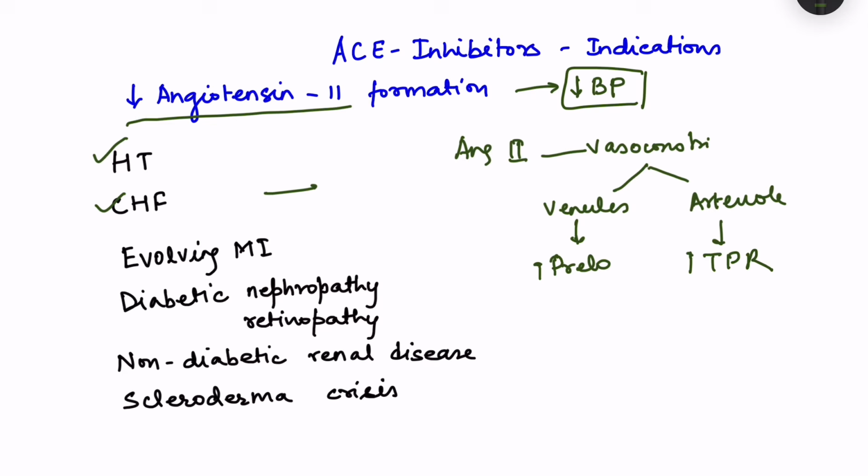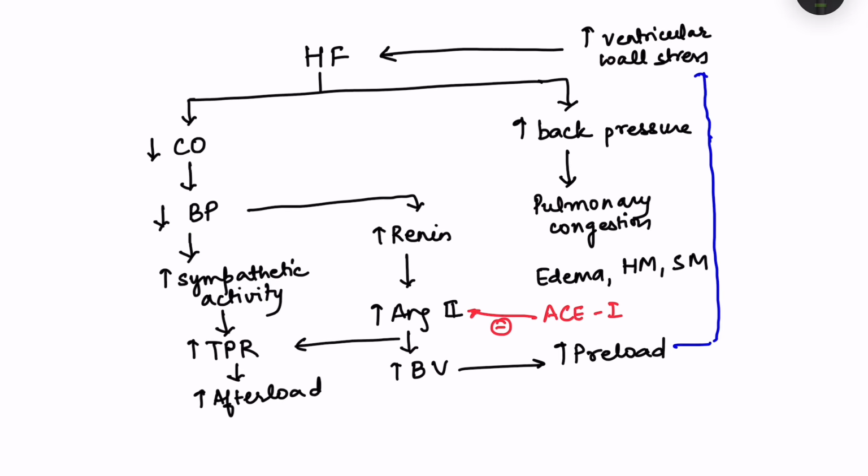So if this angiotensin will not form, then preload will be less, total peripheral resistance will be less. So this is good during congestive heart failure. Why? See, in congestive heart failure, the heart either is not able to pump or there is a problem in the relaxation of the heart. So in both cases there is a decrease in the cardiac output, decrease in the blood pressure. Cardiac output is the determinant of the blood pressure.